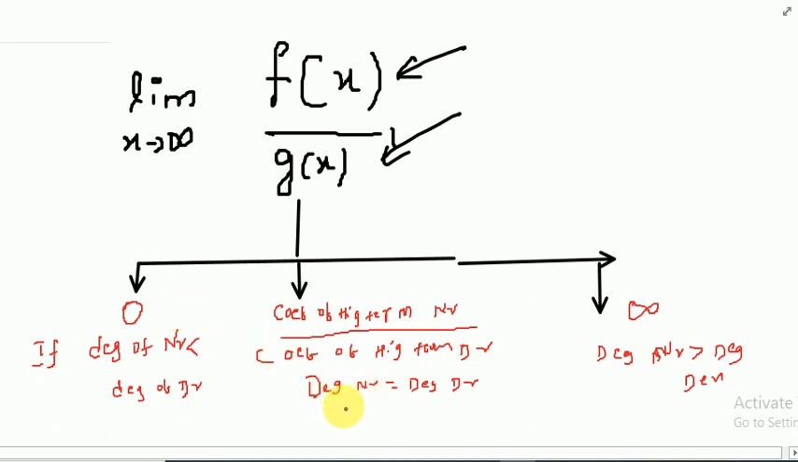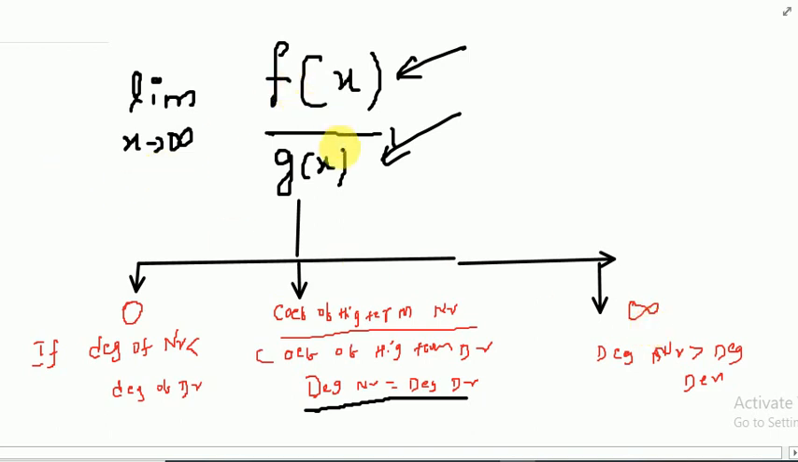If degree of numerator is equal to degree of denominator, then the answer will be the coefficient of the highest term in the numerator divided by the coefficient of the highest term in the denominator. Highest term means highest degree term. Next, one more case: if degree of numerator is greater than degree of denominator, then that limiting value will be infinity. Remember, three different cases.